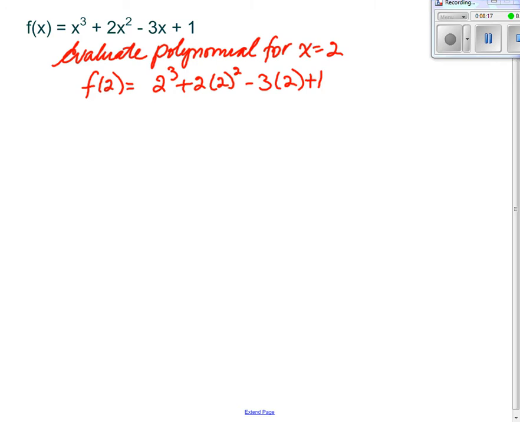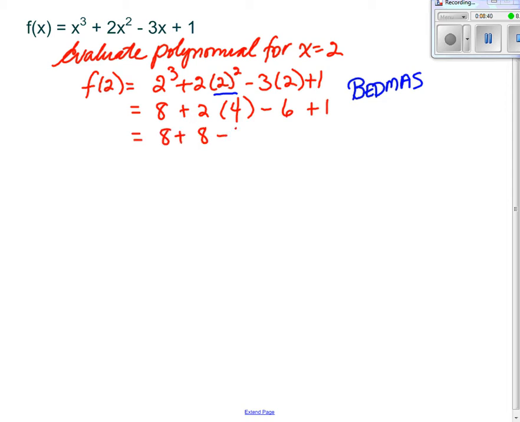If I could give you any hint at all for these, it is to just be careful of your order of operations, that we would have to do the power first and then multiply by 2. So that can cause hiccups. First we have 8. We have 2 times, I'm doing the power first, which is 4, minus 6 plus 1. So I have 8 plus 8, take away 6, plus 1, I have 11. Evaluate the function.